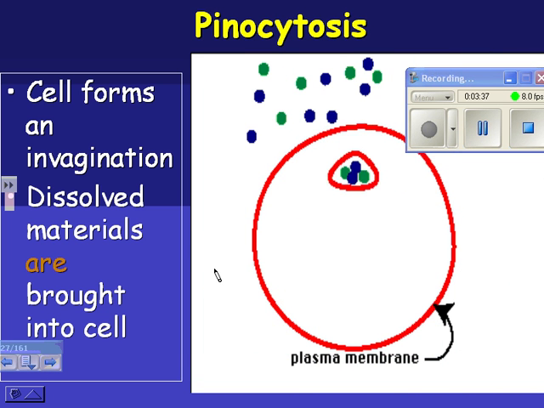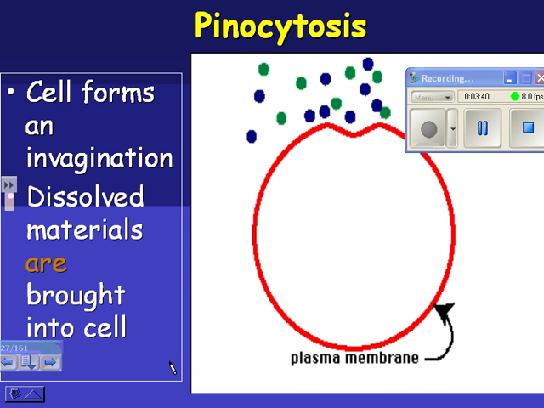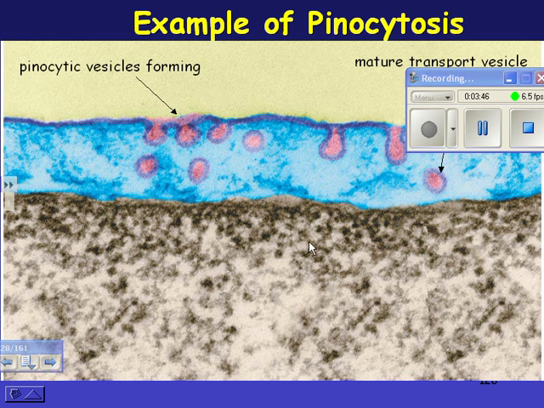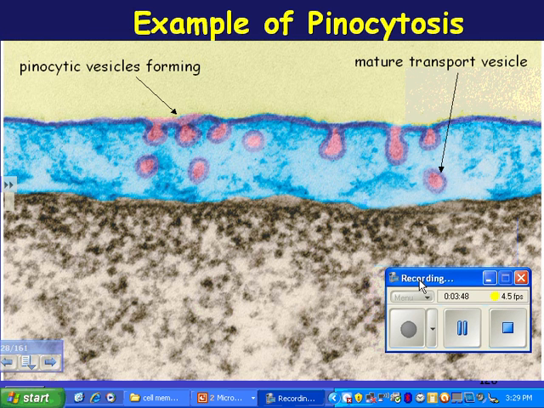And so another really fantastic video. We'll have to watch this a few times. Look at that stuff coming in. Cool stuff. Here's an example of pinocytosis. Here's a picture of it actually happening, and look at the vesicles coming into the cell.